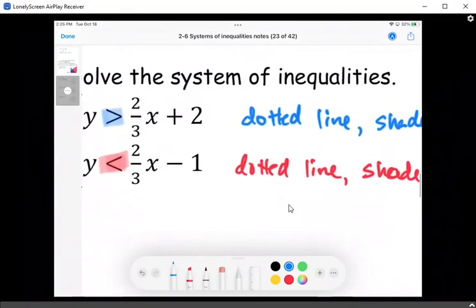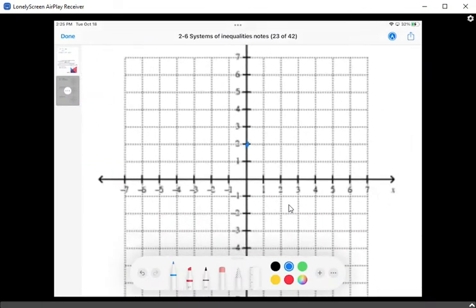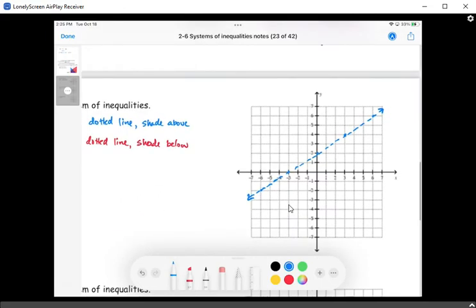Our blue one, our y-intercept is +2, and our slope is 2/3. So I'm going to start at my y-intercept. I'm going up 2 and over 3. Slope of 2/3 means I'm going up 2 and over 3 to get my other points. This time it's going to be a dotted line. It is not a solid line that connects. So you can see that I've just kind of broken it up as I go down the line. On that one, we're going to shade above the line. These are all the x and y values that fit into our top inequality, the first one in our system.